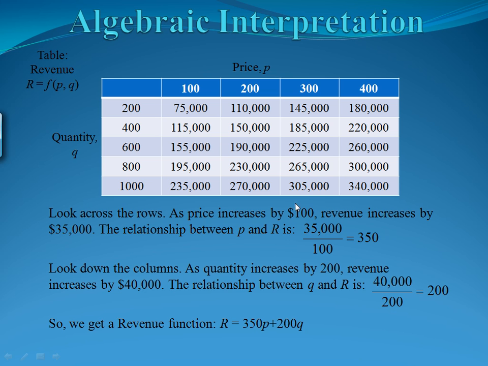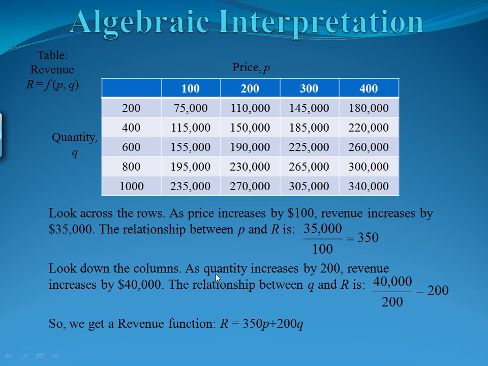So here, to go from 75,000 to 110,000, we get 35,000. Okay, that's our change in revenue, divided by 100 to 200, that's 100. So change in revenue over change in price. Notice that's the same for all of these. So if you go from 110 to 145,000, again we're increasing 35,000, 200 to 300, increasing by 100. It's the same from step to step. So 35,000 divided by 100 gives us that the price factor that we're increasing is 350.